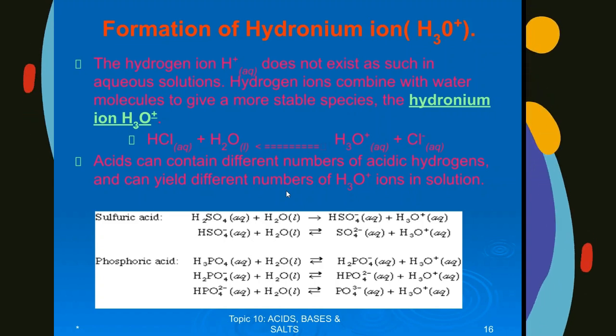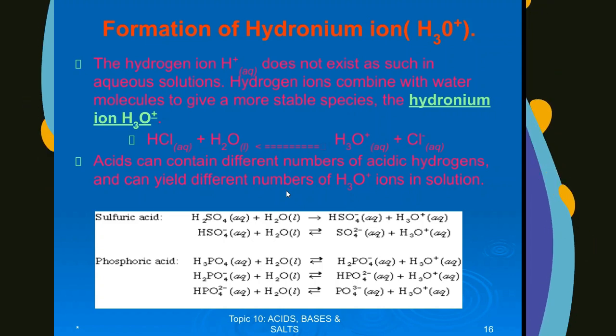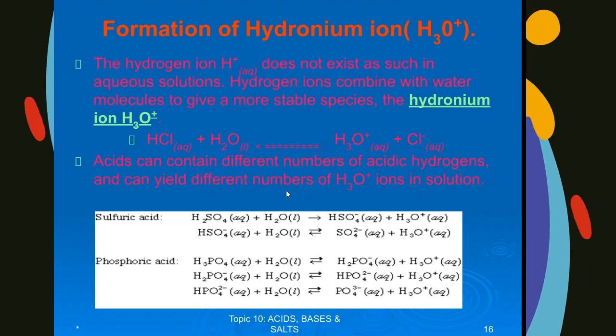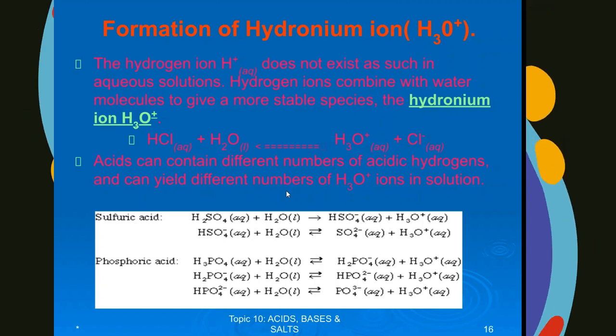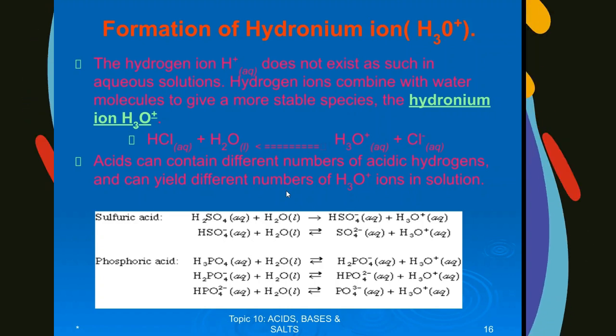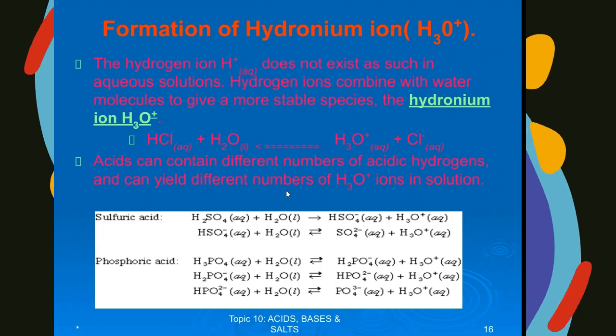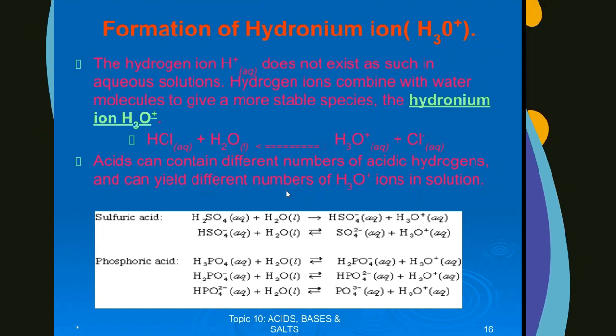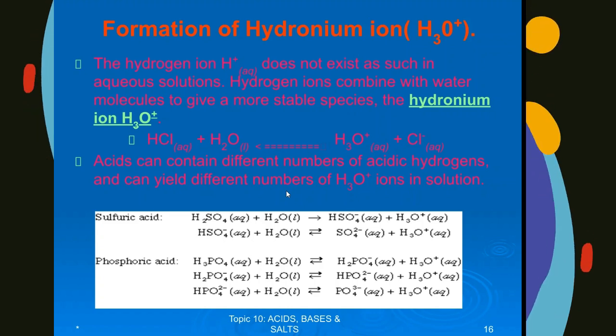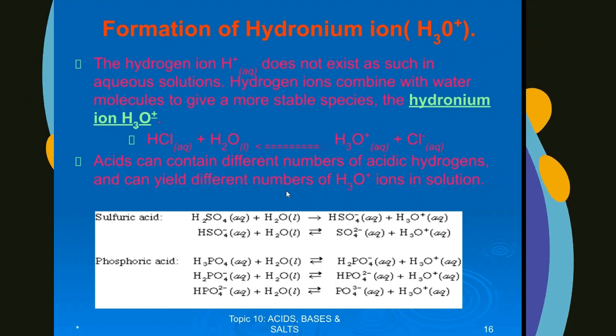Now acids can contain different numbers of acidic hydrogens, right? And can yield different numbers of H3O plus ions in solution. So here we have sulfuric acid, H2SO4 aqueous plus H2O, that is water, gives rise to HSO4 minus aqueous plus hydronium ion. We have one more example here, this reaction is again continuous.